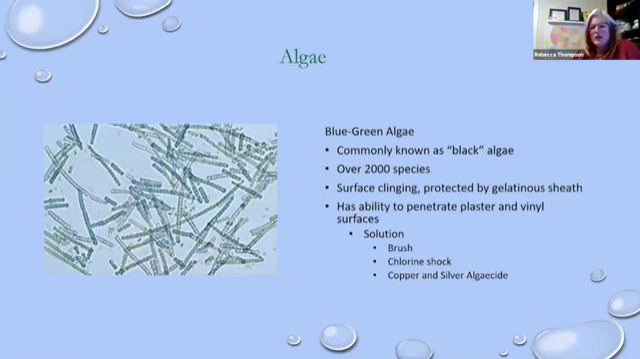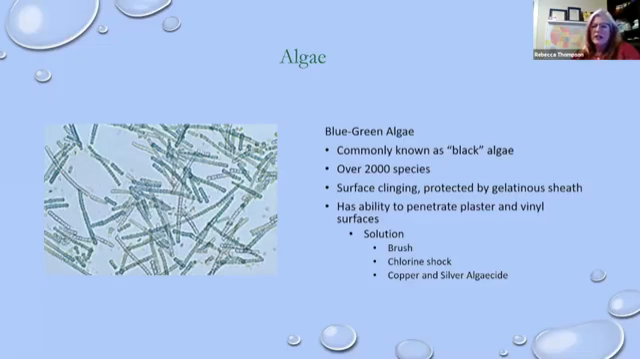Blue-green algae, commonly known as black algae. There are over 2,000 species of black algae. It is a surface clinging algae. And again, it is protected by a gelatinous sheath that goes over it. It does have the ability to penetrate plaster and vinyl surfaces. It roots itself into the surface of the pool. So again, solution, brushing. You really need to brush this to get it off. Chlorine shock and a copper or a silver-based algicide. Your polyquats and your quaternary ammonium algicides are not going to kill this.